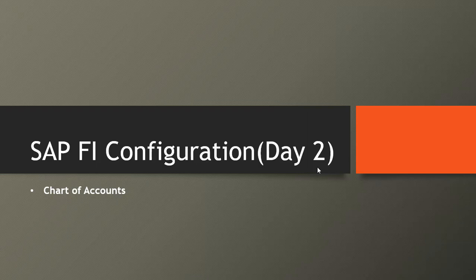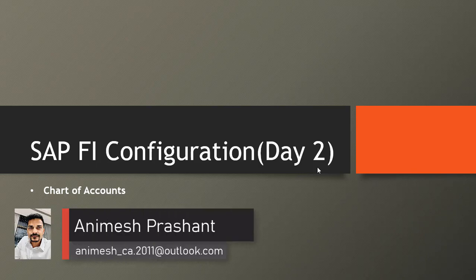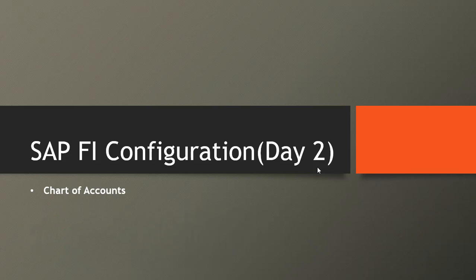In the day 1 session of SAP FI configuration, we have understood what is company code. Also, we have gone through the SAP system for configuration of company and company code. In today's session, we are going to understand what is chart of accounts. To understand chart of accounts in detail, let's go through an example.